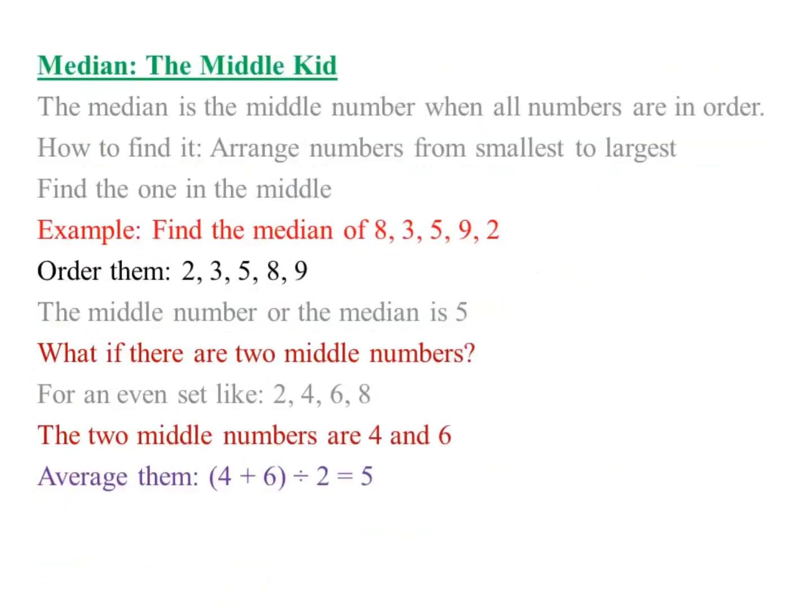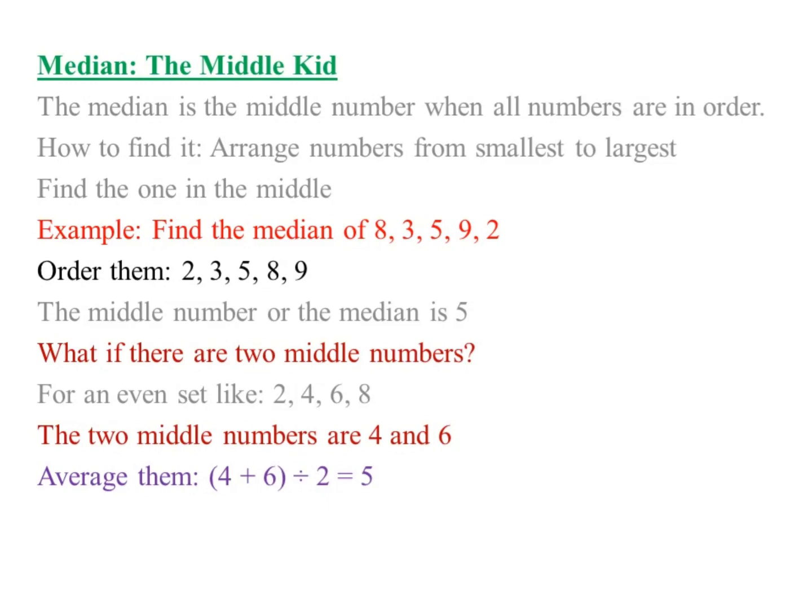The next one we are going to look at is the median, or what we call the middle kid. It is the middle number of a number set. But to find the middle number, the number set has to be written in order. The first thing you have to do is to arrange the numbers in order from smallest to largest. Then find the middle number.